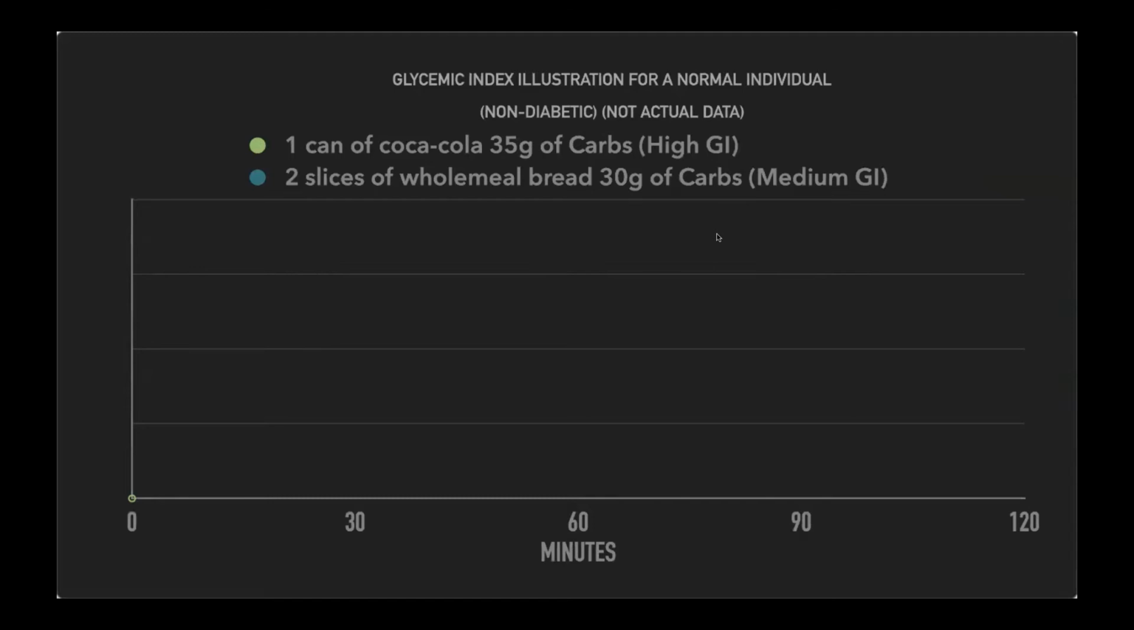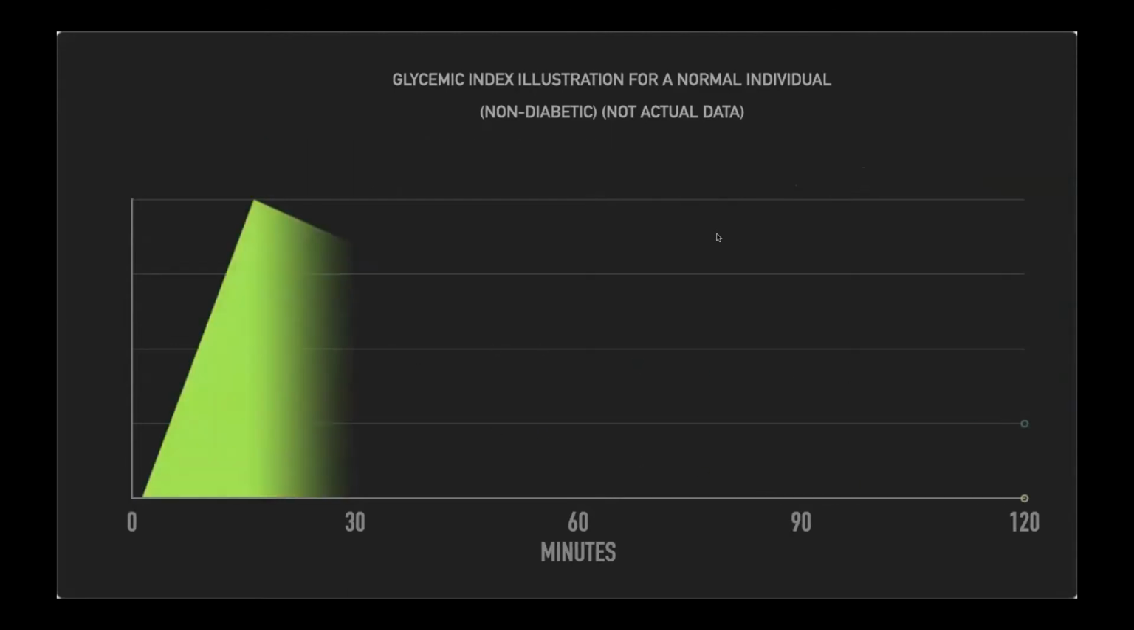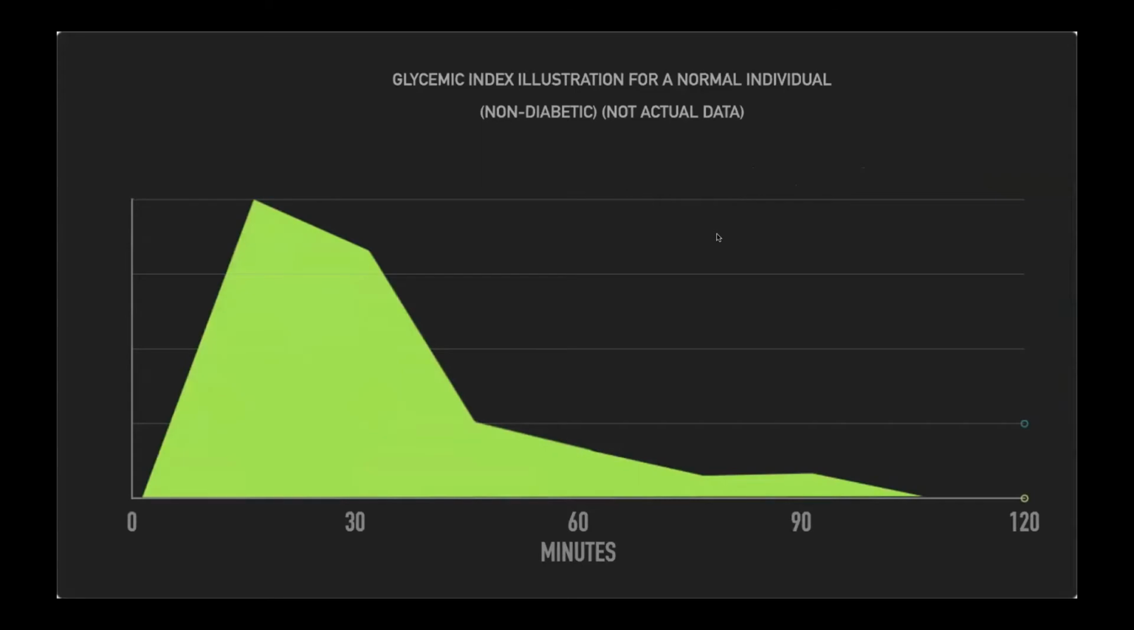Let's take a look at how different glycemic index foods affect the blood sugar levels of a non-diabetic individual. Please do take note that the graphs here are for illustration purposes only and not actual data. When a person takes high glycemic index food, in this example, a can of Coca-Cola, we see the blood sugars rise and fall quickly. This is because our pancreas goes into sprint mode and releases a robust amount of insulin at lightning speed. You can think of it as Usain Bolt running his 100-meter sprint.